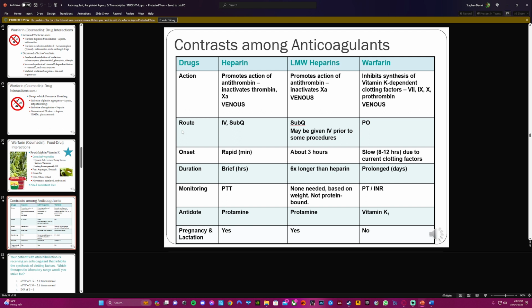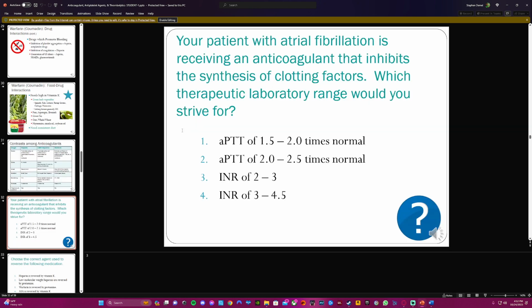Warfarin differs. The action is it inhibits synthesis of vitamin K dependent clotting factors such as 7, 9, 10, and prothrombin. And this is venous. Route is going to be orally. Onset is slow, 8 to 12 hours due to current clotting factors. Duration is prolonged for days. Monitoring is going to be PT and INR. Antidote is vitamin K1. And you cannot use this if you're pregnant or lactating.